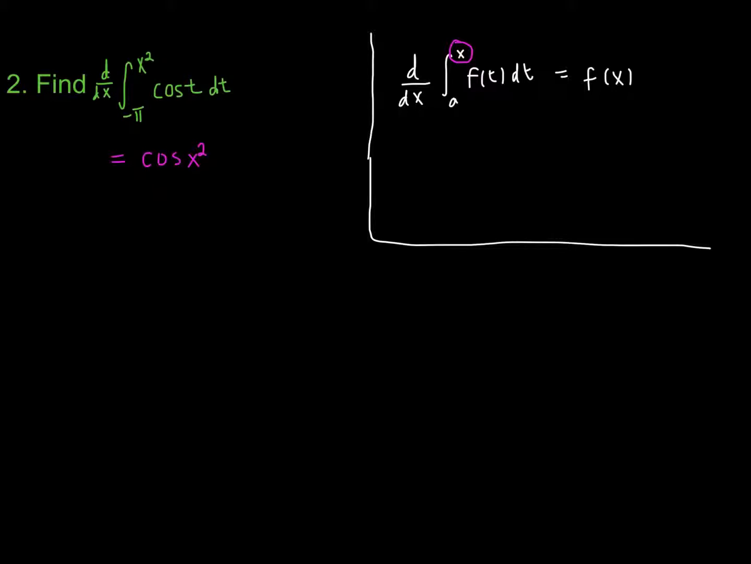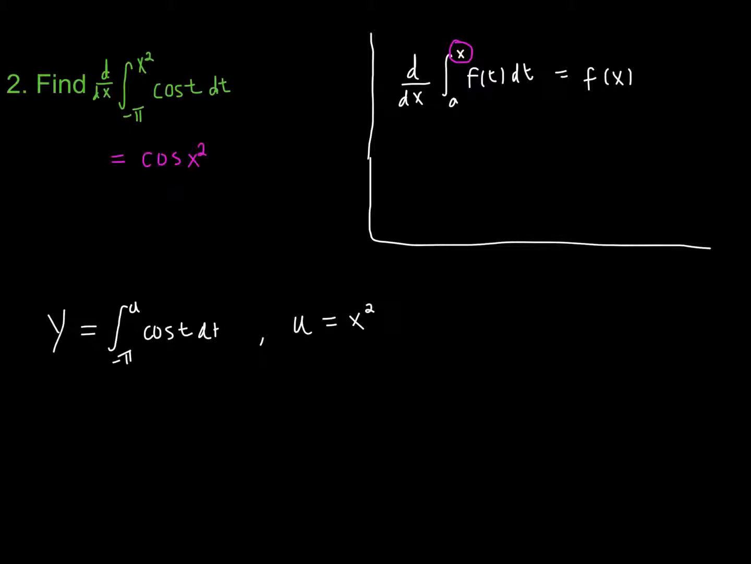Now, to see why, let's notice that this is a composite function, this accumulator function, in that it's exactly the same as our previous function, except that instead of our input being x, our input is x squared. So let's write this out. We have a function y, which is the accumulation from negative pi to u of cosine t dt, and u is equal to x squared.